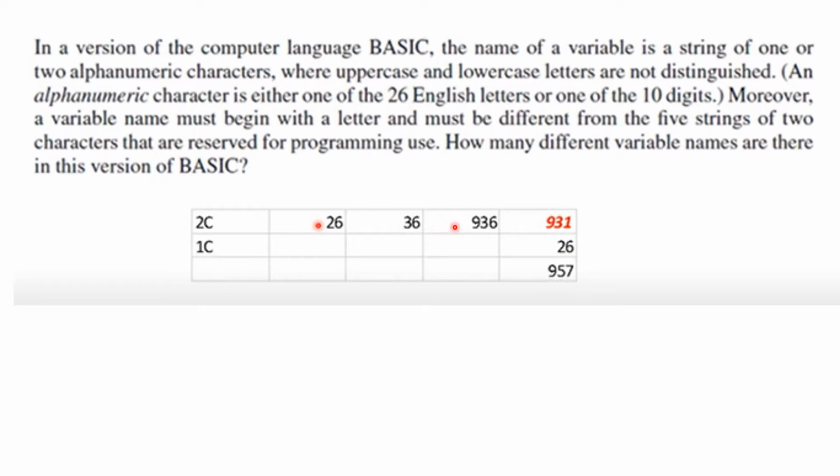So I multiply those together and I get 936. But I must subtract off the 5 variables that are reserved for programming use. So that is 931. I add these 2 numbers and I get 957, the answer.